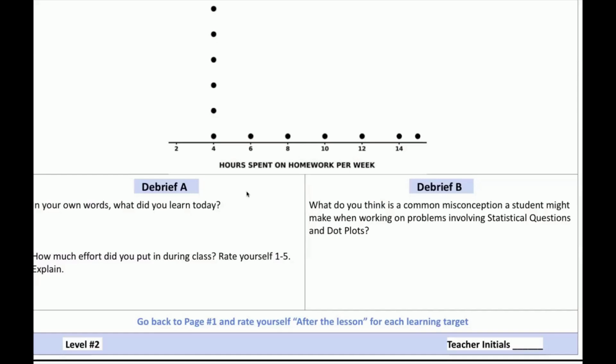Now that you've finished all of page 6, we're going to go back to page 1, and you're going to rate yourself on our learning targets again, but this time next to after the lesson. So we want to see if you have any growth in your understanding with our learning targets now that we've gotten some more practice. Once you finish rating yourself on page 1, check in with your teacher to get additional feedback.